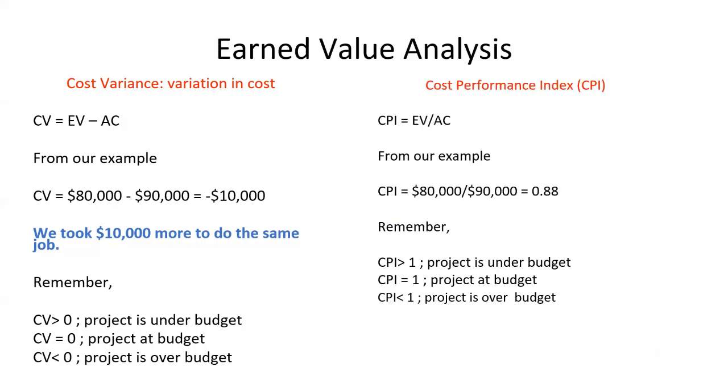Similarly, you can use CPI, which is cost performance index, to infer if the cost is under, over, or at budget. The formula here, again, is very simple, which is earned value upon actual cost, $80,000 divided by $90,000, which is 0.88. When CPI is greater than 1, project is considered to be under budget. If it's at 1, project is at budget. And if it's less than 1, it's considered to be over budget. In our case, it's less than 1. That means it's over budget.